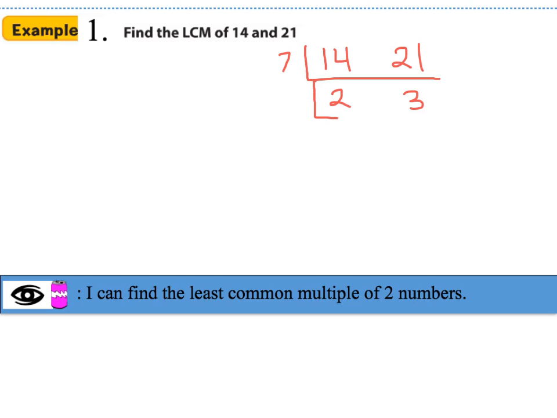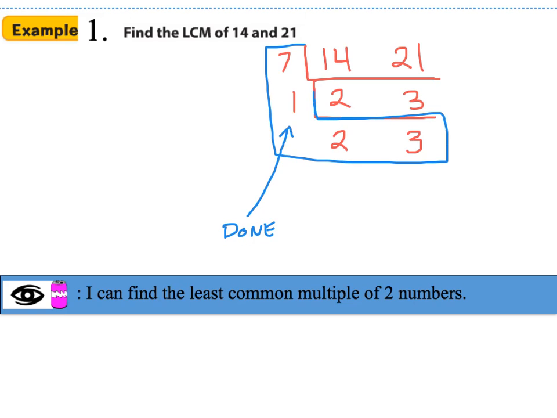Let's continue our ladder. And let's ask ourselves, what number goes into 2 and 3? The only number that I can think of is 1. 1 goes into 2 twice, and 1 goes into 3 three times. So notice we hit a stopping point because we finally hit 1 on the left-hand side of our ladder. So we know that we are done. But we still have to figure out the LCM. So let's make an L, L for LCM, and everything within that L, let's multiply.